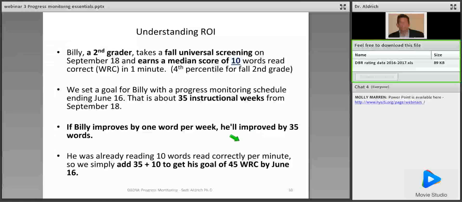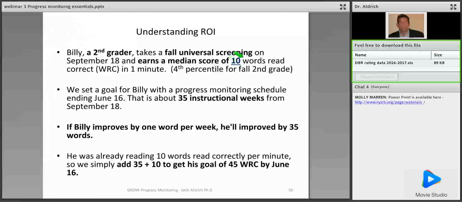And again, CBM reading passages, calculating words read correct in 1 minute with percent accuracy, is probably the most often recommended measure for progress monitoring. It's reliable, valid, brief, sensitive, easy to administer, and it only takes 1 or 2 minutes a week for a student. So that's typically the measure that we're using for progress monitoring.